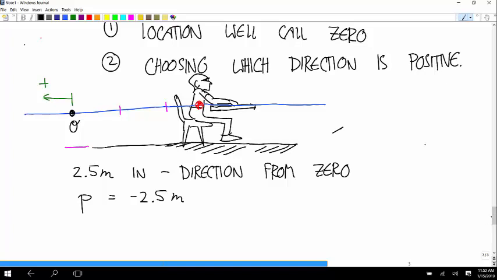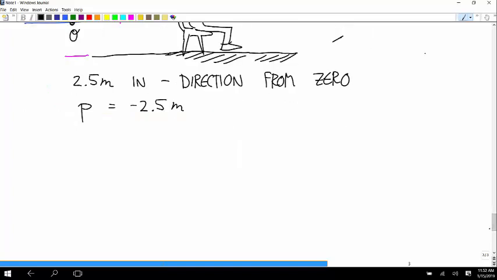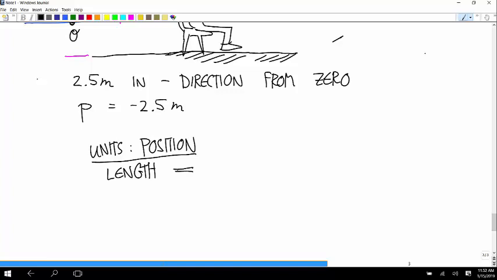Let me say one more thing before you go. Units for position are units of length. And so that means that the SI units are meters. Okay, that's all.